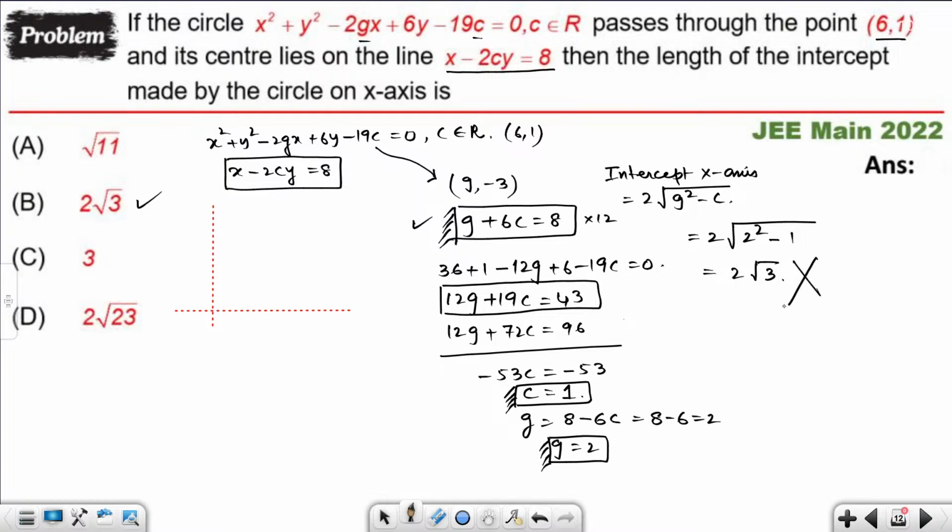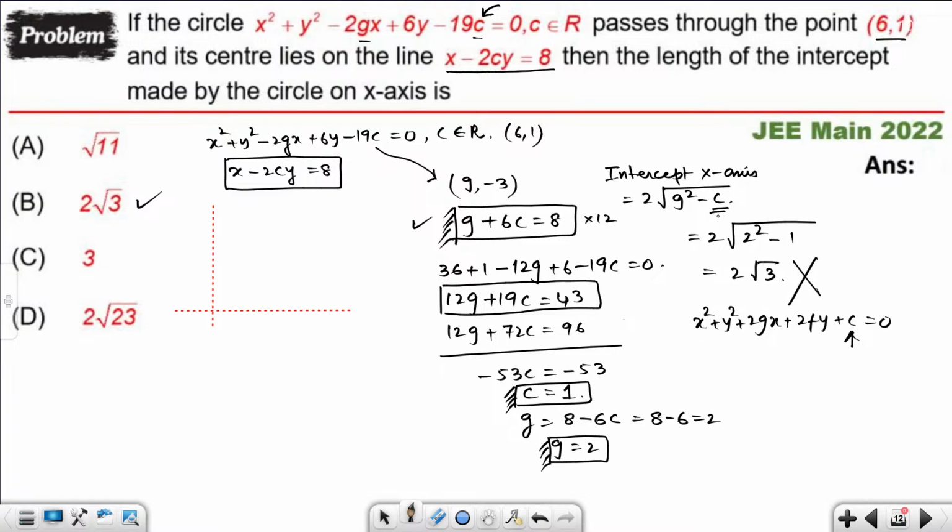This is absolutely wrong. Why is it absolutely wrong? Because we know that the intercept on the x-axis is 2 root over G square minus C. But this C is basically coming from where? From this general equation of the circle. Look at it carefully. What is C? Only C is there. But in our question, the C is not only C. It's minus 19C.